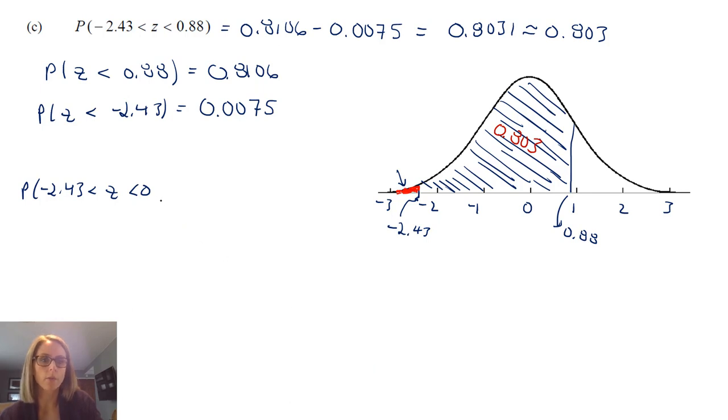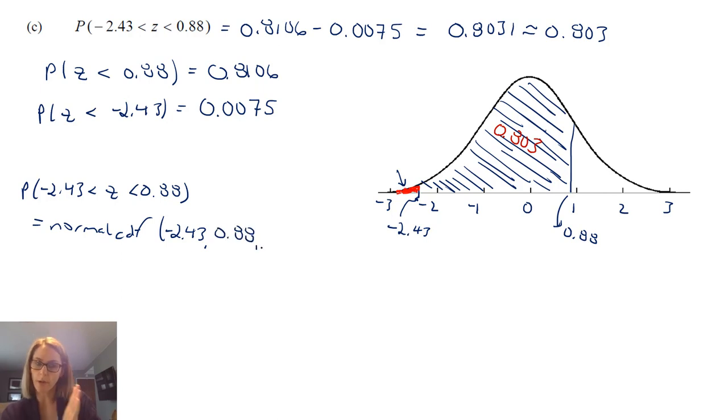Okay, so we have -2.43 to 0.88. This is really nice in the calculator because we can just go normal CDF, and then we have our lower bound, that's the smallest value that we're starting from. And then 0.88, that's the largest z-score that we're ending at, and then 0, 1. And if we do that, again, we're going to get that same answer that we got from above, but we're going to get it in that one step. So we don't have to think about any very, very large number or very, very small number, because our bounds are within the normal distribution. Very easy to see. So the calculator is helpful in that way.